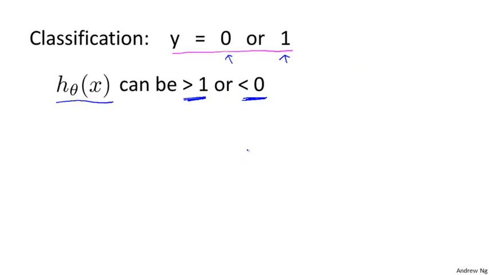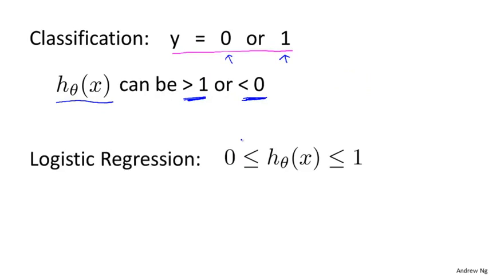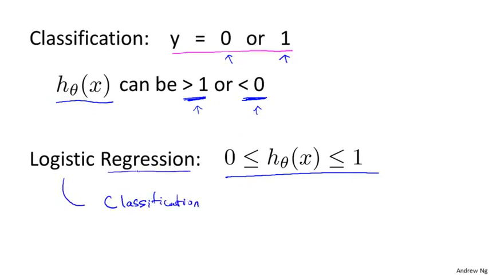So what we'll do in the next few videos is develop an algorithm called Logistic Regression, which has the property that the predictions of logistic regression are always between 0 and 1 and don't become bigger than 1 or less than 0. And by the way, logistic regression is a classification algorithm, and it is sometimes confusing that the term regression appears in its name, but that's just the name it was given for historical reasons. So don't be confused by that.